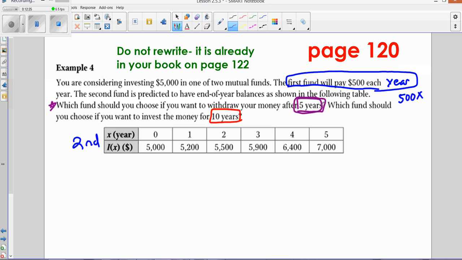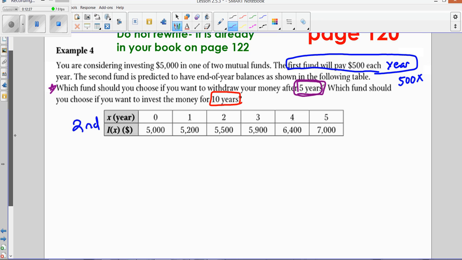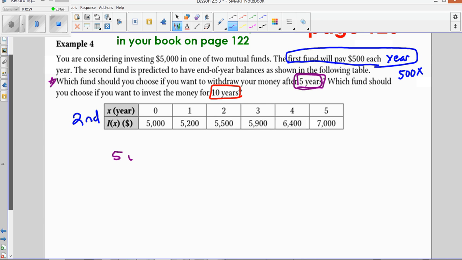If I want to figure out how much I got in 5 years, so here's my 5-year value. We're going to have my first fund here, and my second fund here. Now, one of these right now I can figure out right away, and that's the second fund. Notice in the table, boom, 5 years is listed. I'm going to have 7 G's, or $7,000 here. So I got $7,000 in year 5 in the second fund. But in the first fund, I'm not sure.